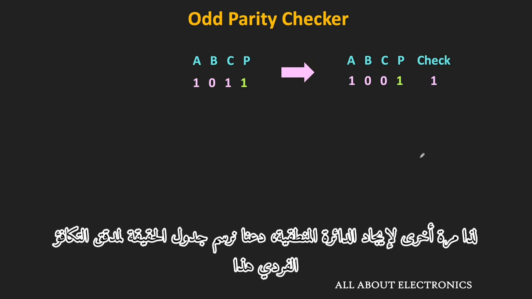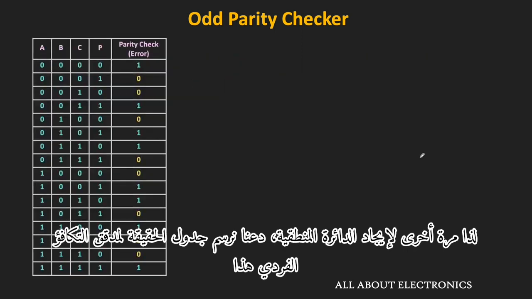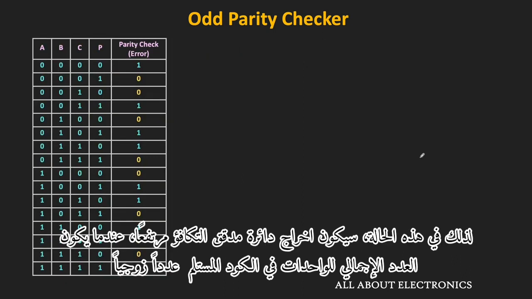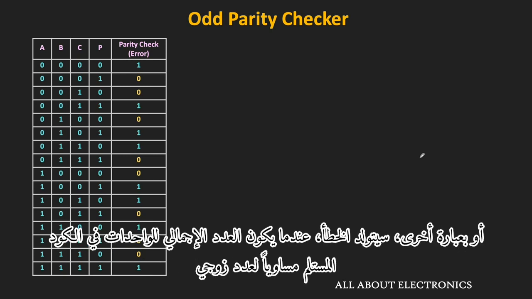So once again, to find the logic circuit, let us draw the truth table for this odd parity checker. And here, for the 4-bit received code, we have a total of 16 different input combinations. In this case, the output of this parity checker circuit will be high when the total number of ones in the received code is even. Or in other words, it will generate the error when the total number of ones in the received code is even.